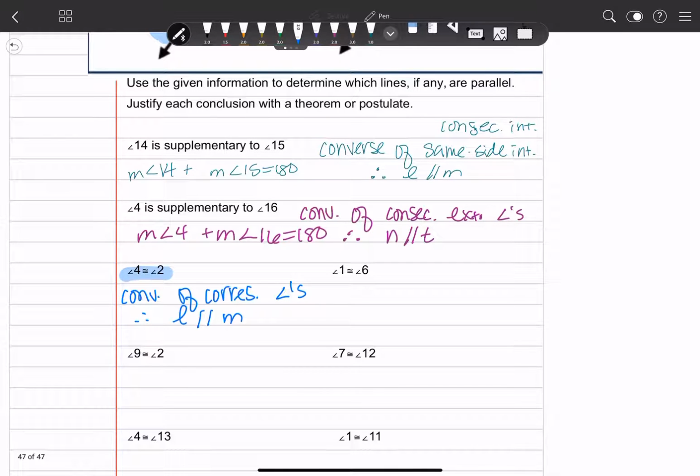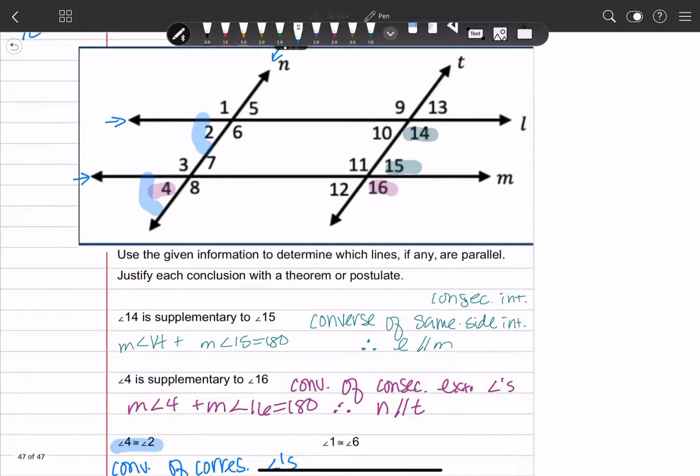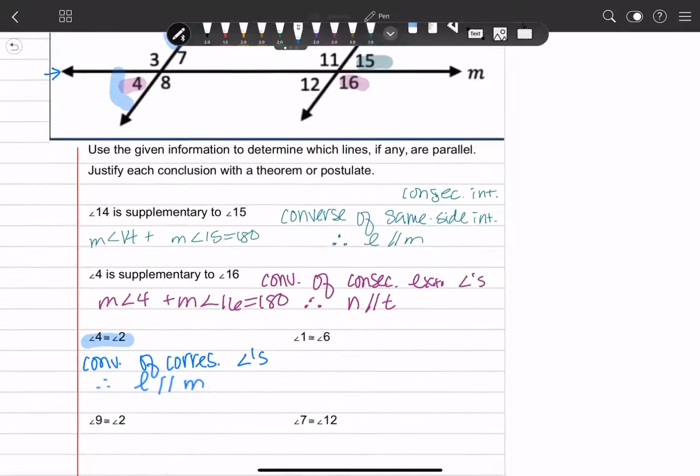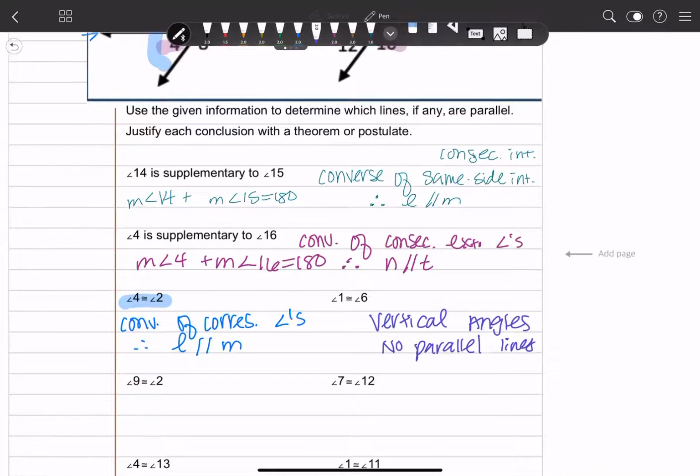Our next one is angle 1 is congruent to angle 6. All right. Well, that's awesome. They're vertical angles. But hey, there's not a converse of vertical angles. So that means nothing there, no parallel lines. You don't need parallel lines to prove that vertical angles are congruent. That was already the case, remember, from chapter 1?